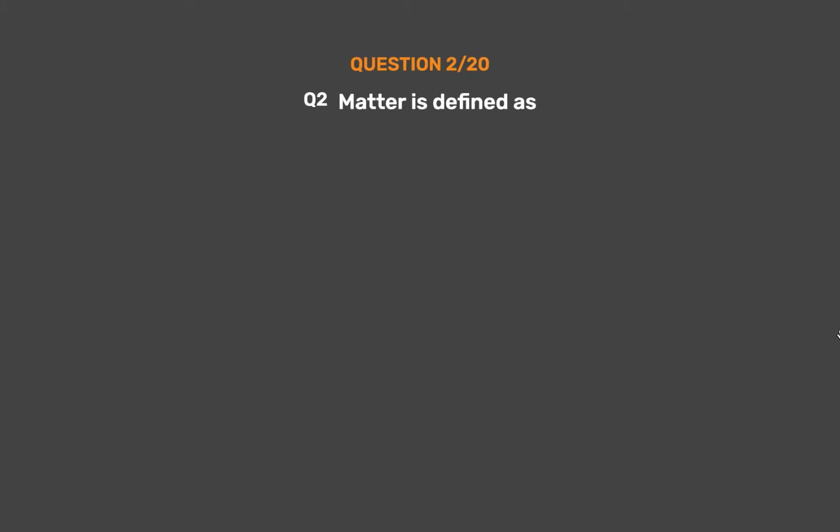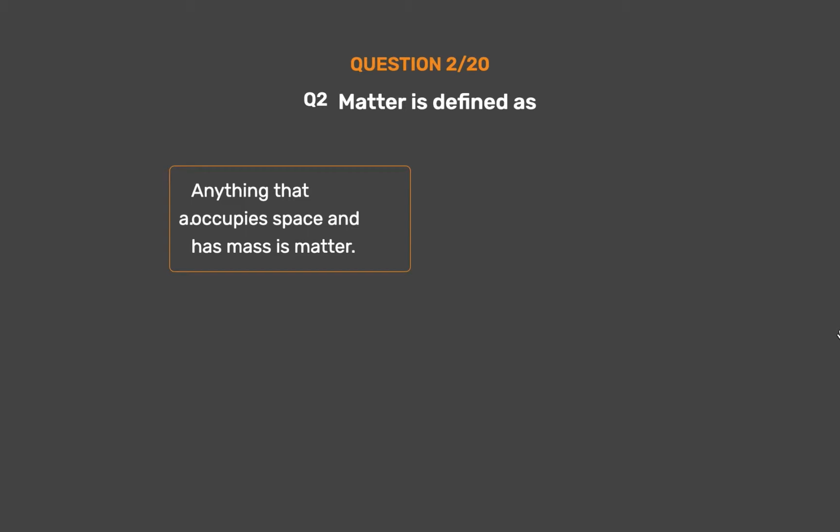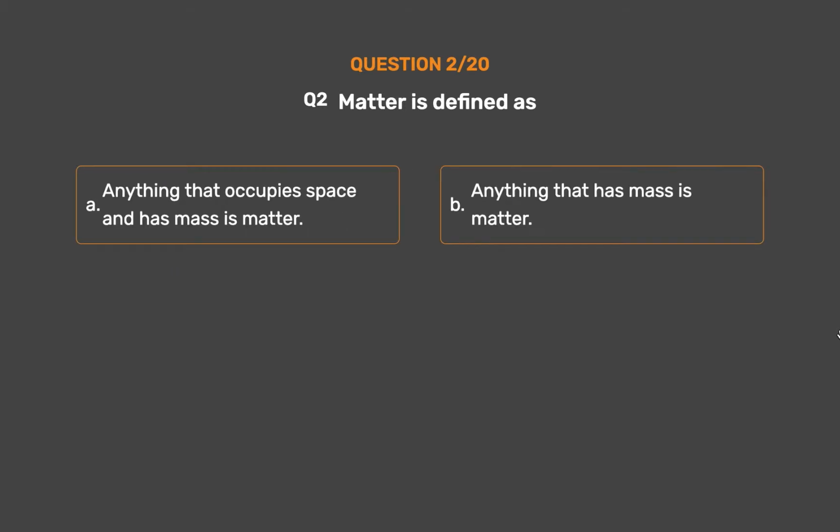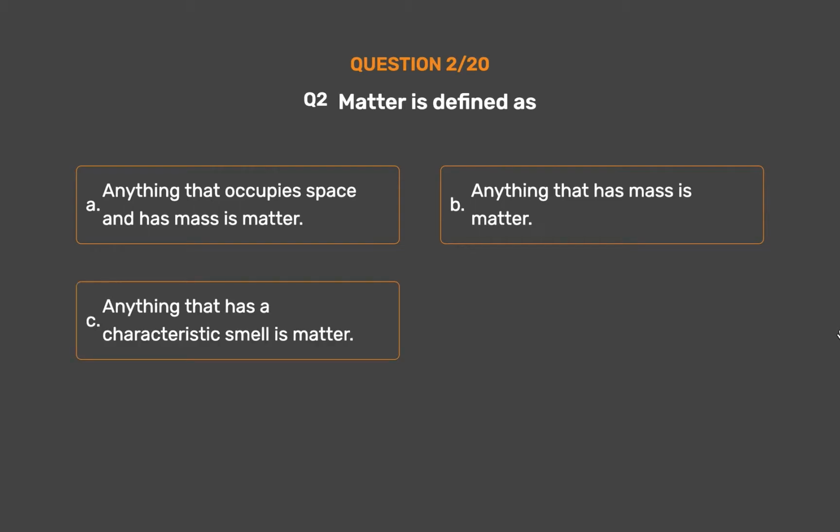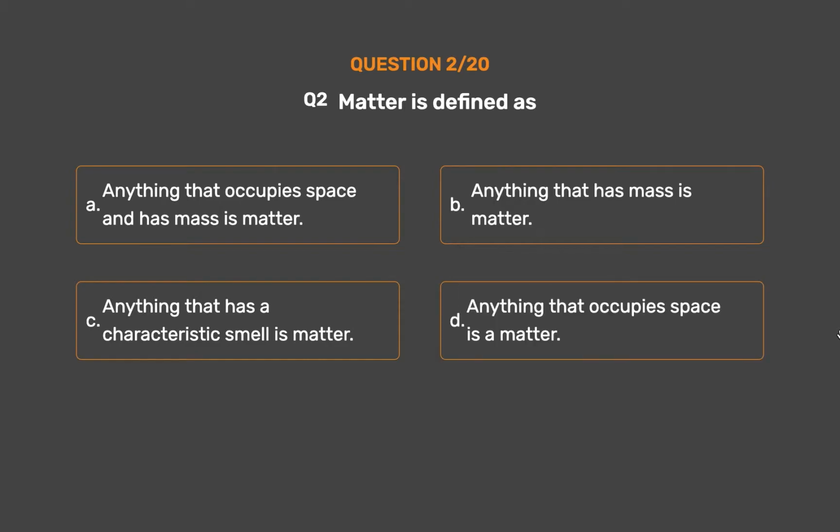Question number 2. Matter is defined as: Option A. Anything that occupies space and has mass is matter. Option B. Anything that has mass is matter. Option C. Anything that has a characteristic smell is matter. Option D. Anything that occupies space is matter.